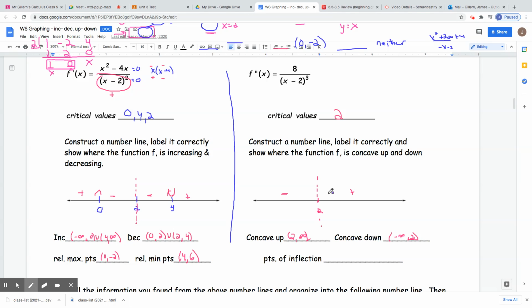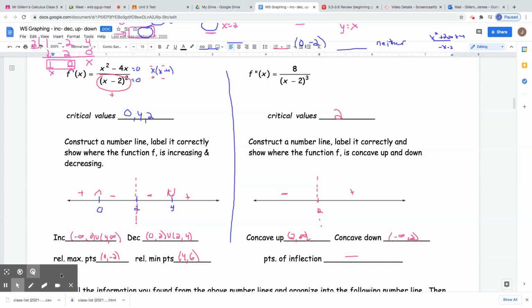Point of inflection should happen at 2, but it's a vertical asymptote. So there is no point of inflection. There's no point in this function where it will change from concave up to concave down. All right. Any questions on that middle part?